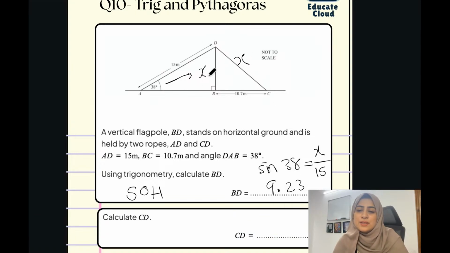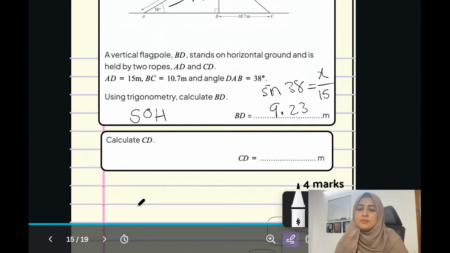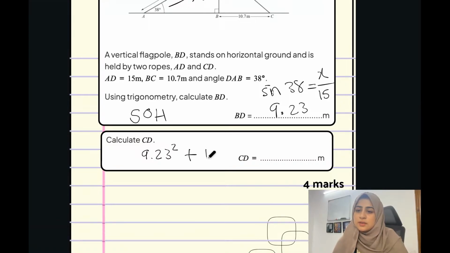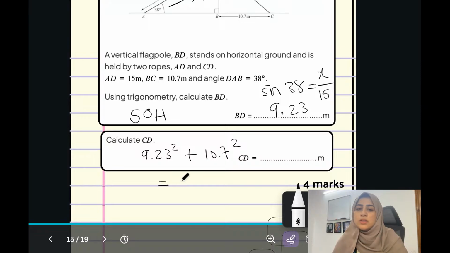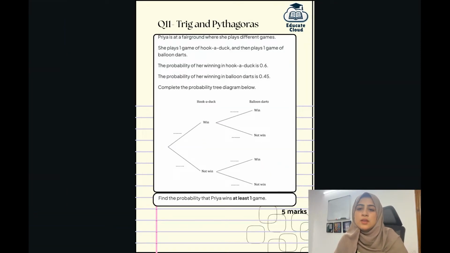Now we know that's 9.23, to calculate CD, we just need to do basic Pythagoras. So 9.23 squared plus 10.7 squared. And then our answer is 14 when we root it. 14.13. Okay, so that is my answer for that.